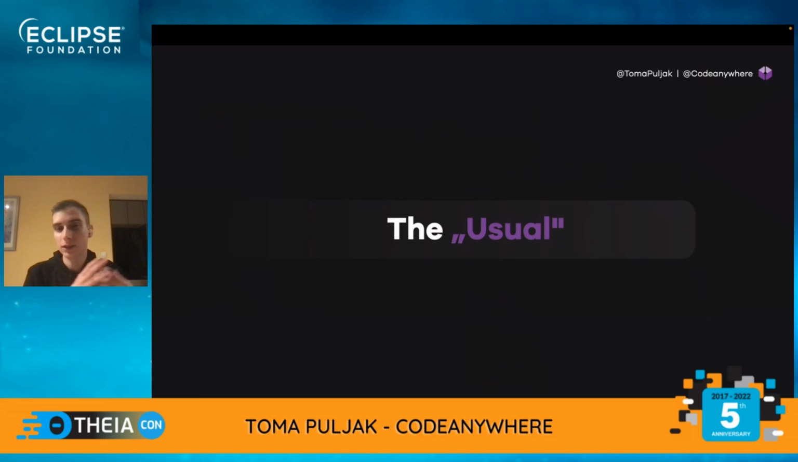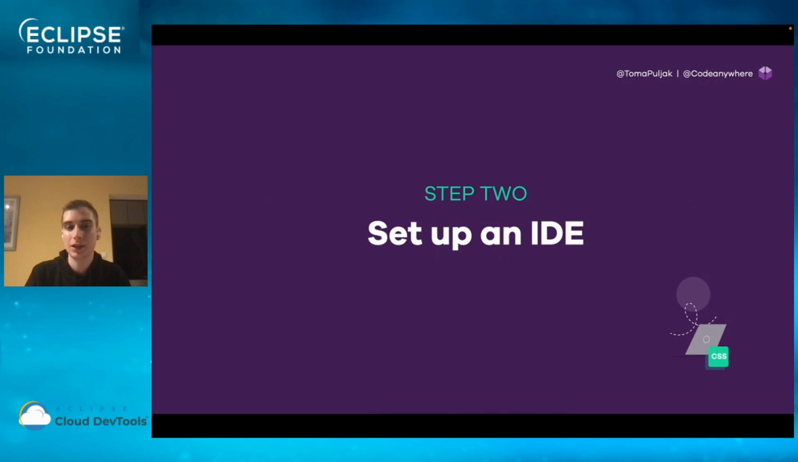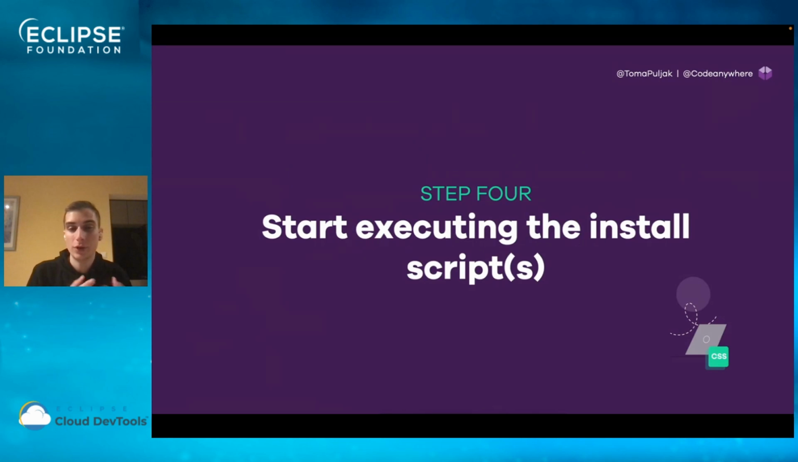So I'll start by taking a look at the usual development process and onboarding process. With local development, I like to call this process the usual. So it's basically step 1, clone the project, nothing exciting here. At step 2, set up an IDE that you'll use to actually code the project in. Step 3 is open up the README file, runbook, documentation, anything you need to help you set up the project. Step 4 is start executing some installation scripts, start reading through some steps.